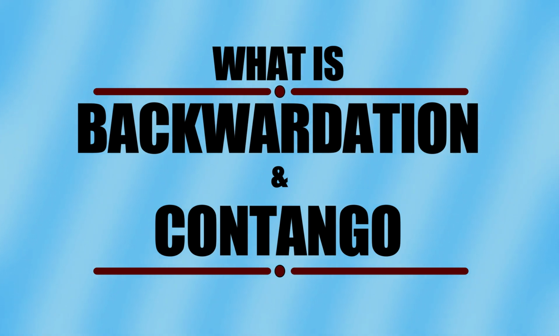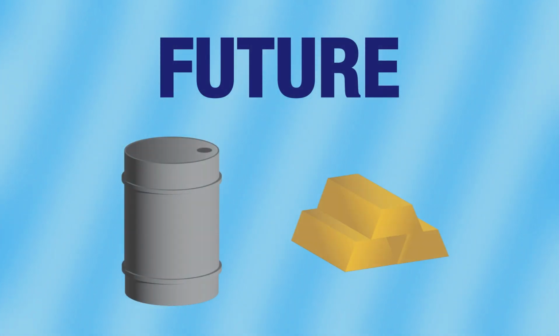We will be running through the concept of contango and backwardation. Now firstly, we need to understand the basic concepts of a futures contract. A future is a derivative where the value of the contract is based on the price of a specific asset, such as a barrel of oil or even an ounce of gold.